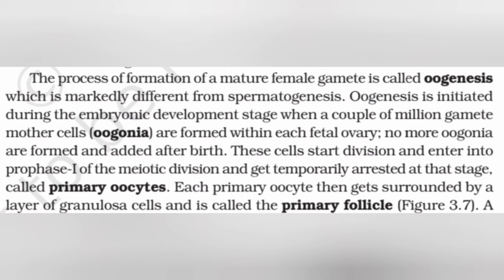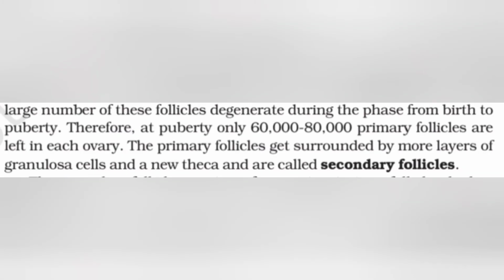These cells start division and enter into the prophase 1 of meiotic division and get temporarily arrested at this stage. So after starting meiosis, they get at rest. These are called primary oocytes. Each primary oocyte is surrounded by a layer of granulosa cells and is called primary follicle. A large number of these follicles degenerate during the phase from birth to puberty. Therefore, at puberty, only 60,000 to 80,000 primary follicles are left in each ovary.